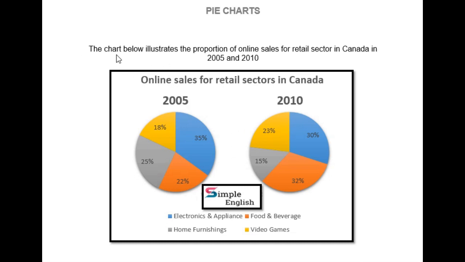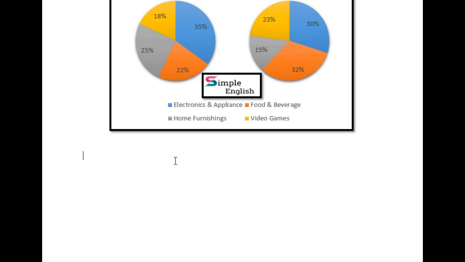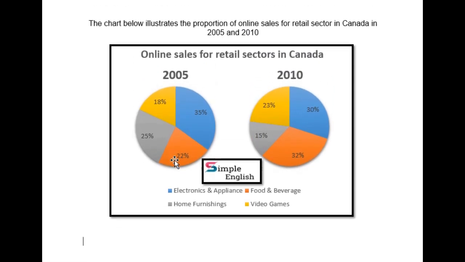The pie chart says: the pie chart below illustrates the proportion of online sales for the retail sector in Canada in 2005 and 2010. So basically it's different types of goods which are sold in Canada online in 2005 and 2010. Today our lesson is going to be kind of different because I'm not going to show you a ready essay. Many people say that they have a problem with timing and it's impossible to write really fast. Today I'm going to prove them wrong and write an essay during the process of making this video. As you can see, I don't have any essay here.